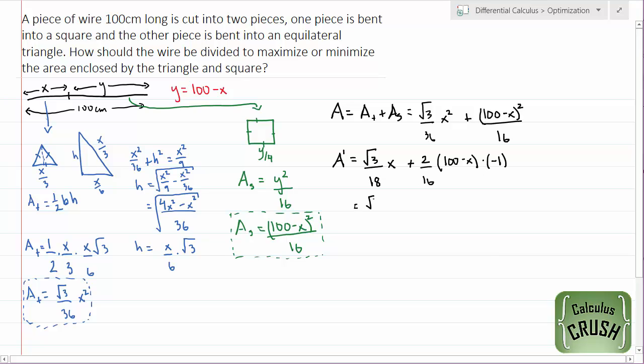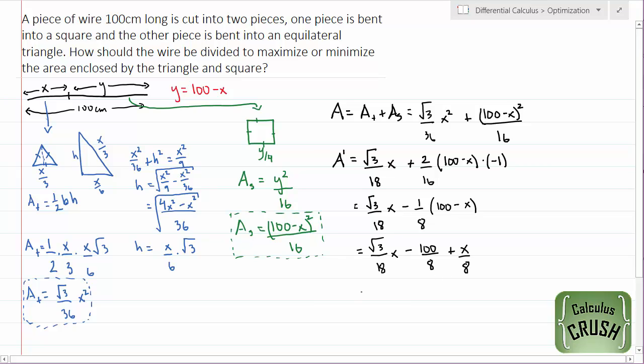So let's simplify this a little bit. Root 3 over 18 x minus 1 over 8. 2 over 16 is 1 over 8. And the minus 1 comes out front. 100 minus x. So let's keep simplifying so we can get our x's together. Root 3 over 18 x minus 100 divided by 8. I'll just leave that. We can simplify that later. Plus x divided by 8.